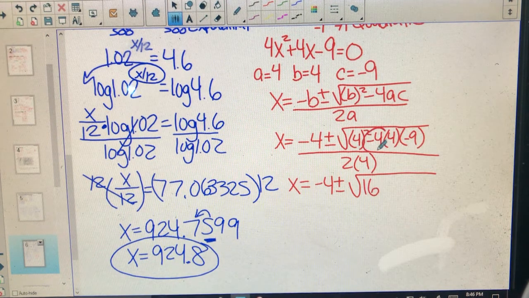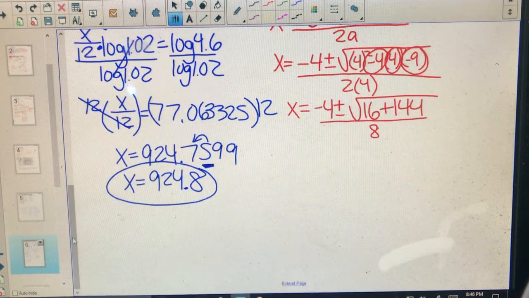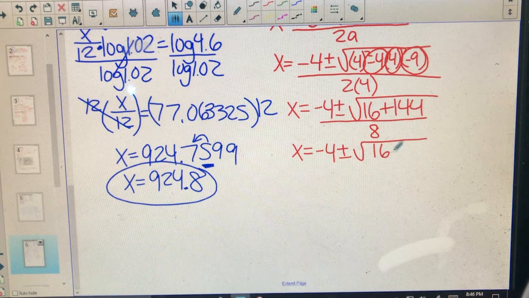Now I need to do in my calculator negative 4 times 4 times negative 9. Well, negative 4 times 4 times negative 9 is 144. So I write plus 144 because it was positive. Okay, now that's all over 2 times 4, which is 8. Now I'm going to add together those numbers under the radical, so negative 4 plus or minus the square root of 16 plus 144 is 160, and that's all over 8.